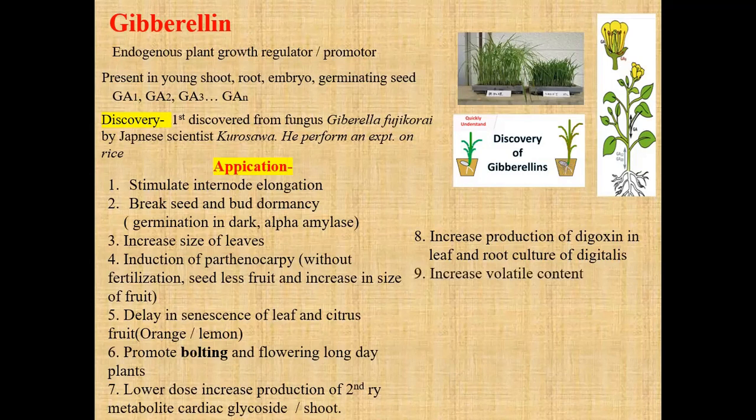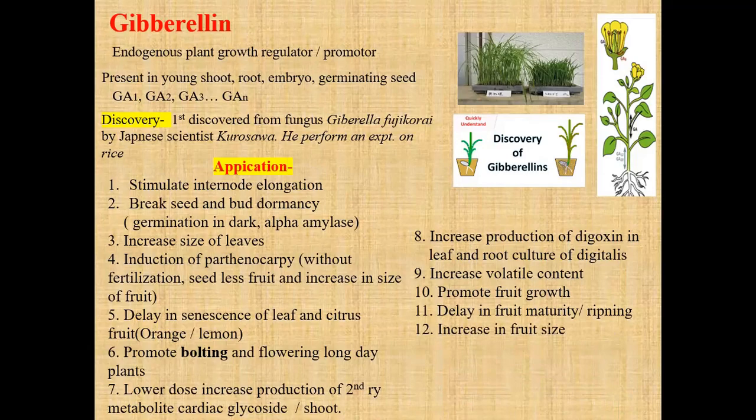The next function is that it increases the volatile oil concentration, for example in mentha. In this particular plant, the concentration of volatile oil is higher where gibberellin is provided in a small concentration. It promotes fruit growth. It also delays the ripening, or maturity, of the fruit. And the fruit size is increased.